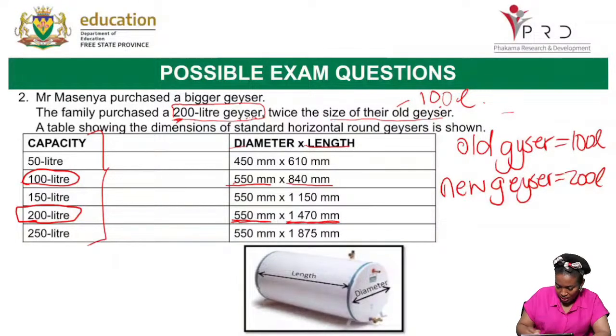1470 millimeters. So when we talk about the diameter, that is the distance from here to there. And when we talk about the length, we are actually referring to the height. This is the length of that particular geyser there.